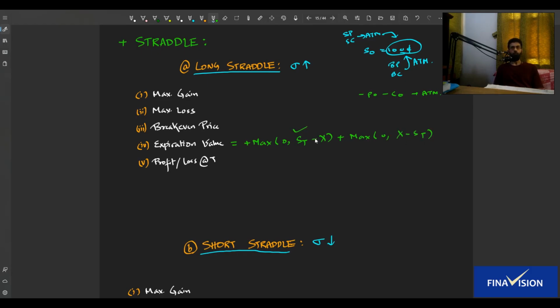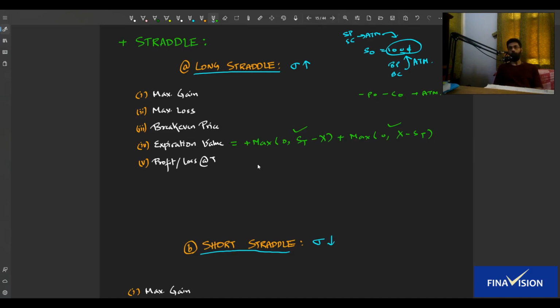Either the call will become valid or the put will become valid or exercisable. In either case, there will be a gain, but the gain has to be substantial to make up for the premium payments which have been made at time 0, right? So this is the value at expiration.